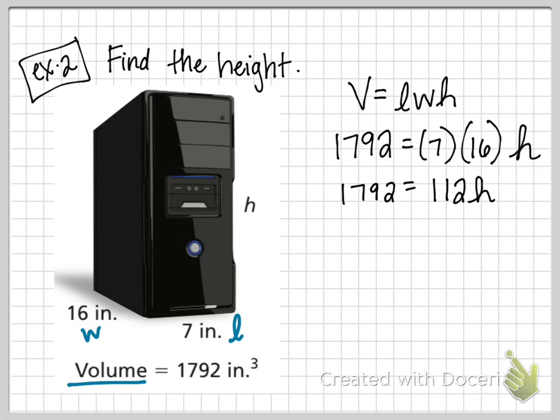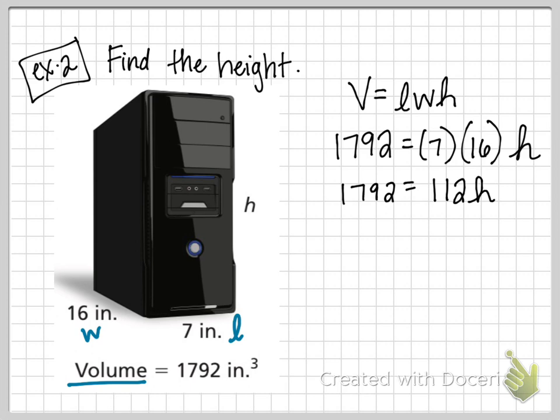Now, this goes back to our rules of equations. We want to get h by itself. We're trying to solve for h. We need to do the inverse operation of what we were doing, which was multiplication. So what should we do, Liam? You put the h over the, no, so. Sam, what should we do? I'd do 1792 divided by 112. Yes.